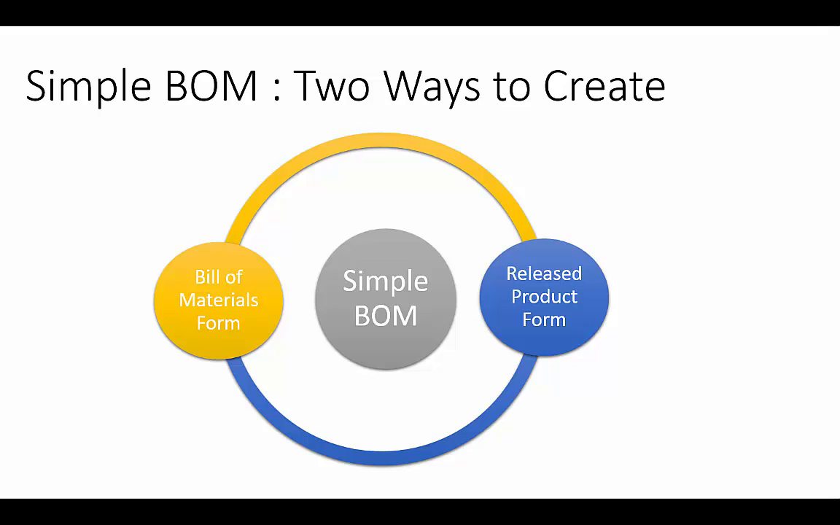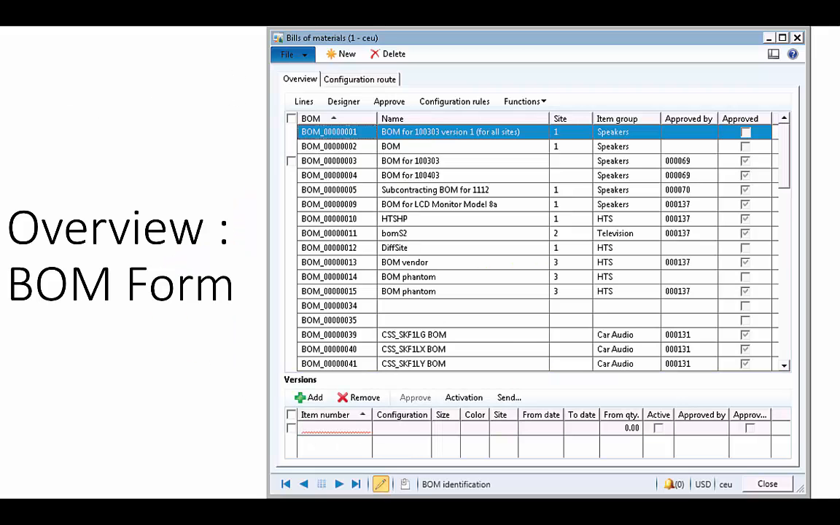Simple BOMs that are not yet associated with items or that are in the initial planning stages are created in the Bill of Material form. Users can create and modify as many simple BOMs as they want without having to worry about attaching any items to them. BOMs that are associated with the items can be created using the Release Product form. For more information about BOMs that are associated with items, refer to the Creating BOMs with Version video tutorials. In this session, we will focus on creating the simple BOM using the Bill of Material form.